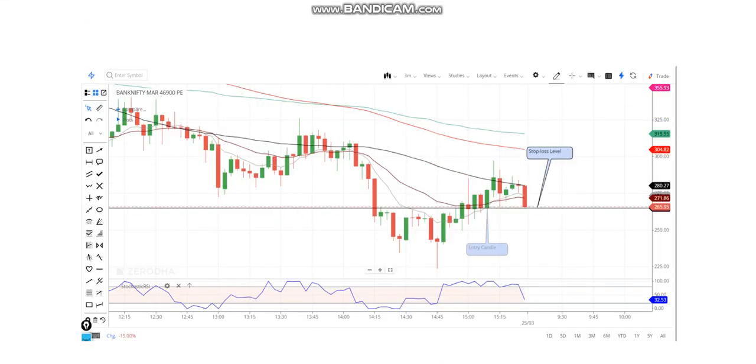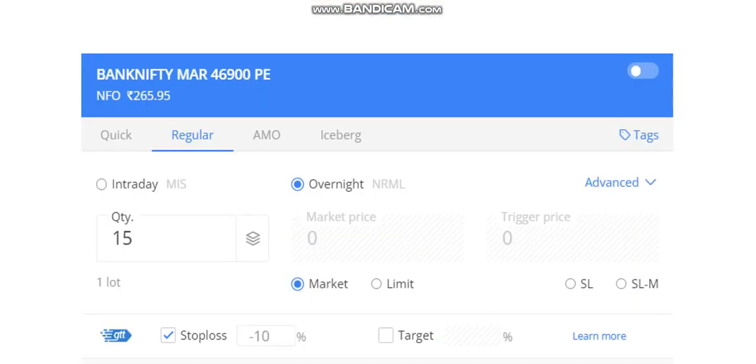So this is another example. Bank Nifty March 46900 put option. This is the stop loss level. I have set the stop loss at 265.95. Now the current price is 271.86. This is the entry candle for me. If the price goes down below this level, I will exit this trade.